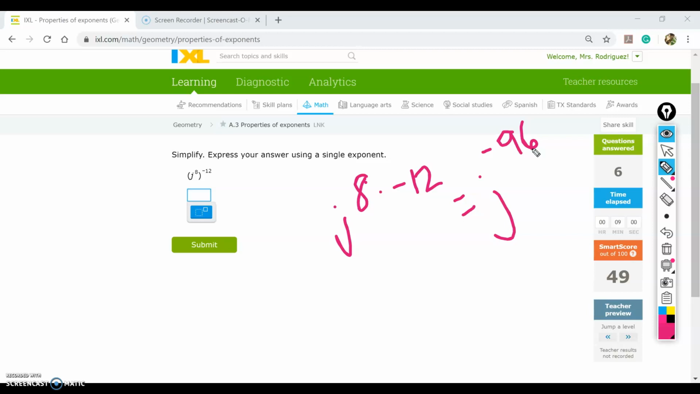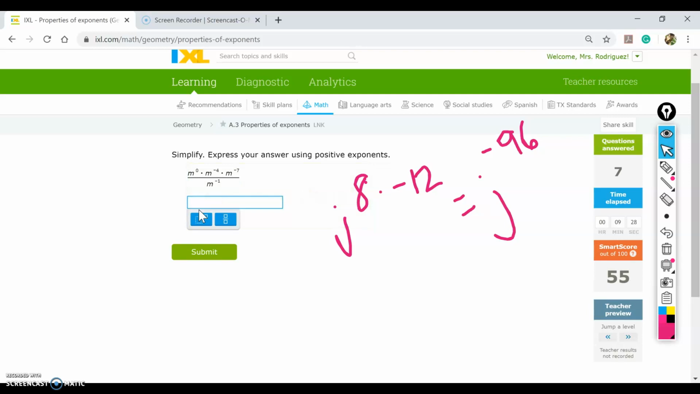And on the other one, it's positive. Because on that question, they were asking me to write it as a positive. Are they asking you to write it as a positive on this question? Do you see positive somewhere on the question? No. So that's why I'm not going to write it as a positive. I'm just going to type it exactly the way I got it. So j to the power of negative 96.